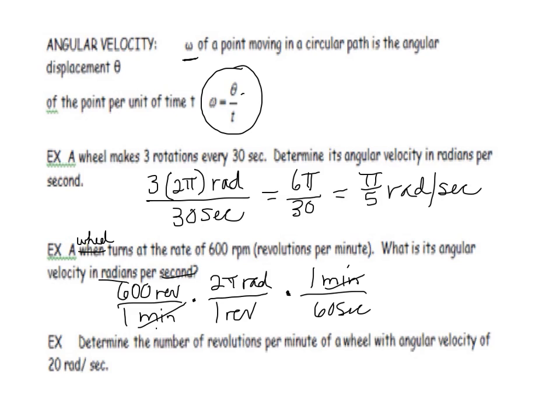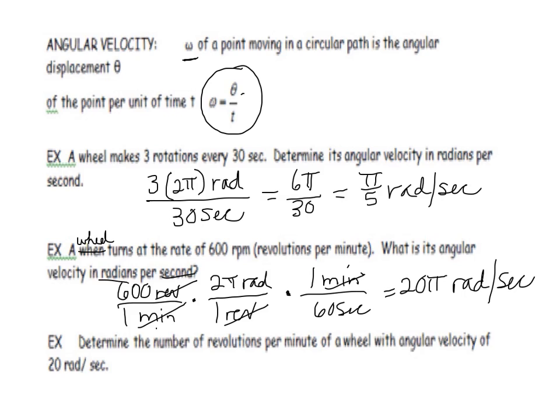Okay, so the minutes cancel, the revolutions cancel. I'm left with radians per second. And so when I do 60 into 600, that's 10. 10 times 2 is 20 pi radians per second.